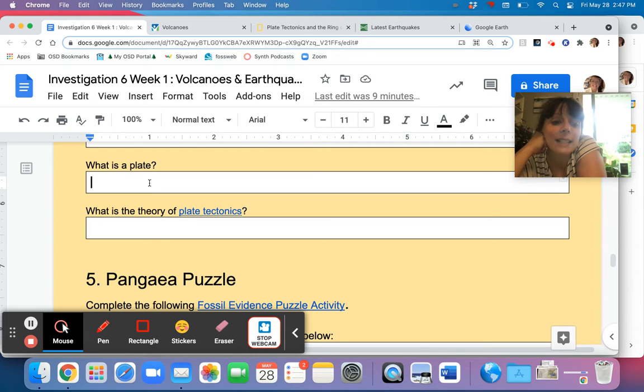And the theory of plate tectonics, I would say, well, tectonics means movement. So the theory is that the plates have moved over time. That's the basic theory. The plates have moved over time.